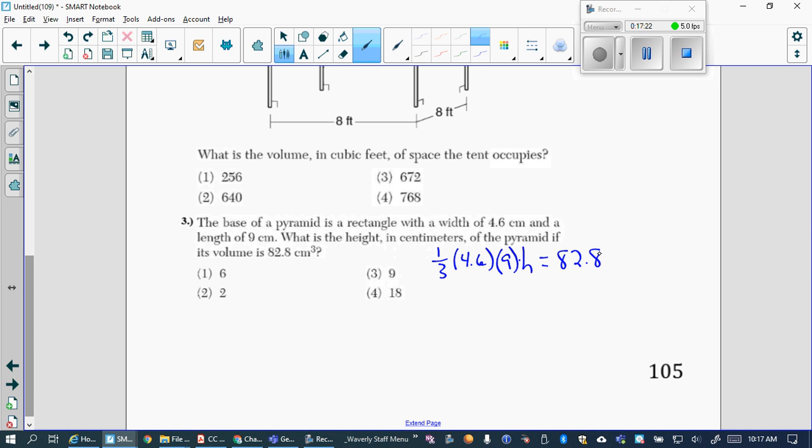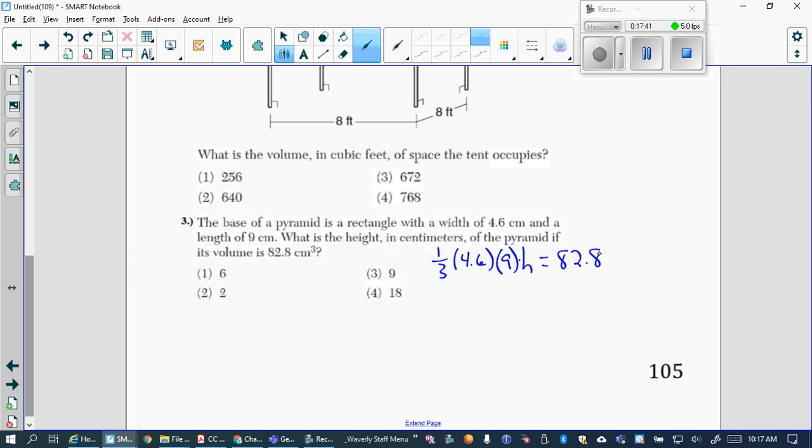Everybody get their answer for that one yet? Choice 1, height is 6. It is. So probably the simplest thing to do to avoid the mistakes is just take these first 3 terms and put them in your calculator. You just do it that way.